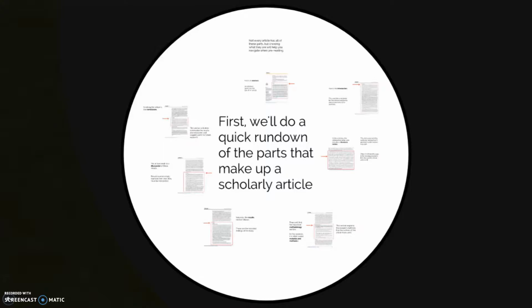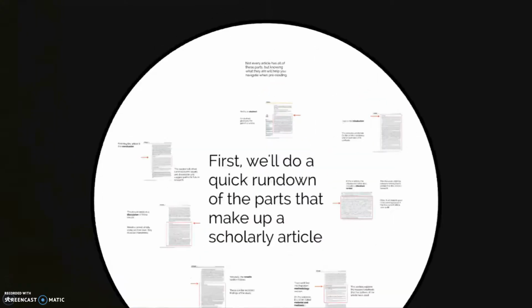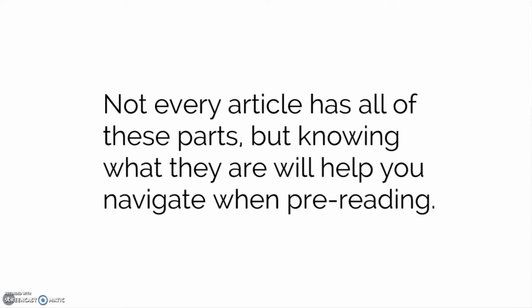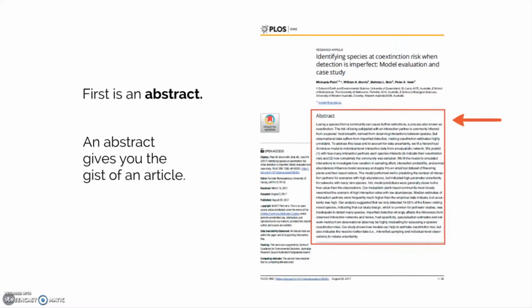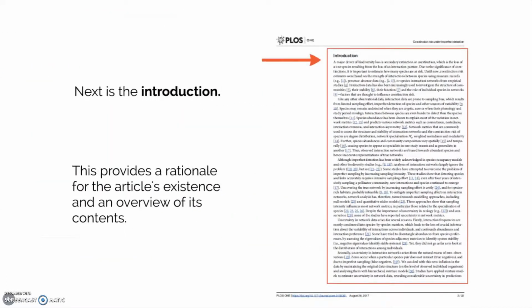First, we'll do a quick rundown of the parts that make up a scholarly article. Not every article has all of these parts, but knowing what they are will help you navigate when pre-reading. First is an abstract. An abstract gives you the gist of an article. Next is the introduction. This provides a rationale for the article's existence and an overview of its contents.